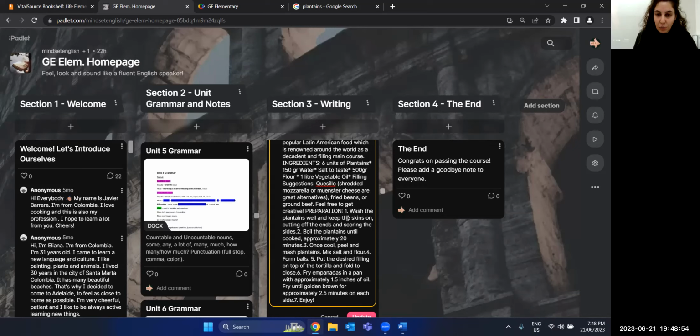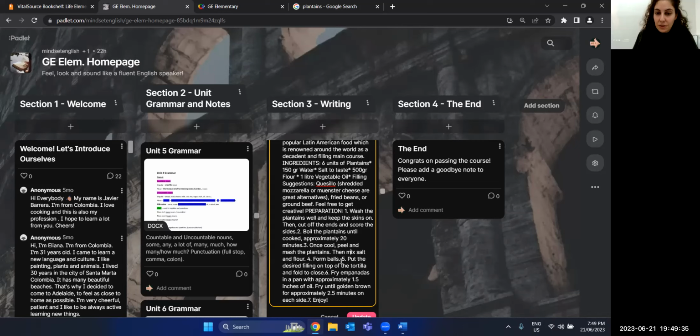Preparation. Number 1, wash the plantains well and keep the skins on. Full stop. Then cut off the ends and score the sides. 2, boil the plantains until cooked, approximately 20 minutes. 3, once cool, peel and mash the plantains. Mix salt and flour. I might put then, mix salt and flour.